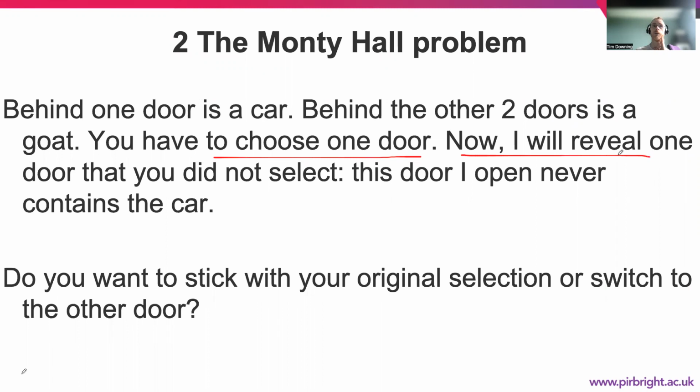After you do that, I will reveal one door that you did not select. This door I open never contains the car. And the question for you is, do you want to stick with your original selection, or do you want to switch to the other door? Remember, you have 3 doors at the start, 2 goats and 1 car. One door that is wrong is eliminated, and you basically have 2 options.